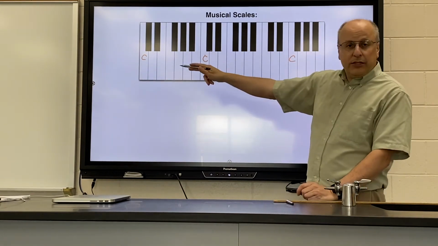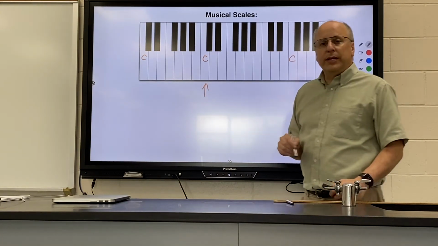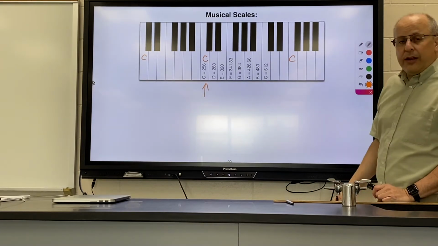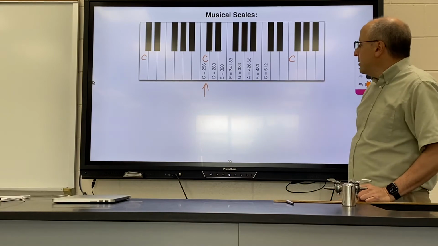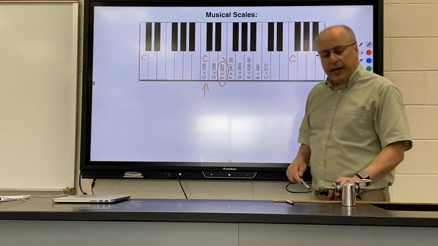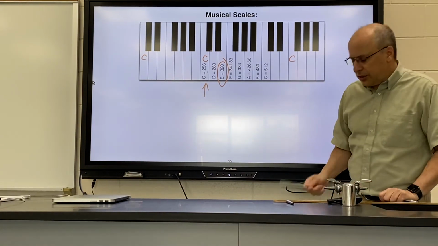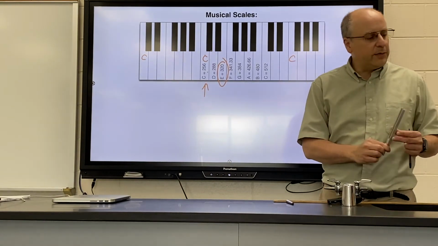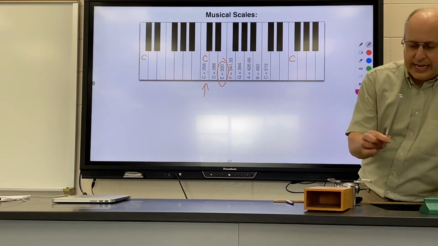There's a lot of Cs on a piano. The one right in the middle of the piano is known as middle C. The value for C and all the other notes next to it are given to you right here. So C is 256 hertz. E is 320, like I said just a moment ago. When I strike this tuning fork, it'll oscillate 320 times per second, and that is designated as an E.